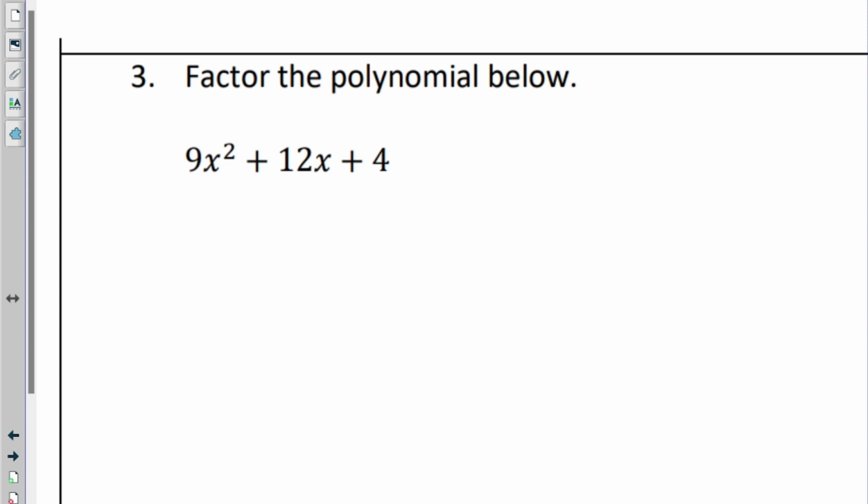Okay. Factor the polynomial below. So this one, you might be like, wait, hold on. They didn't give me any methods, and that's true because this one's kind of just like a moderately difficult factoring problem that you use the normal way to solve, right?